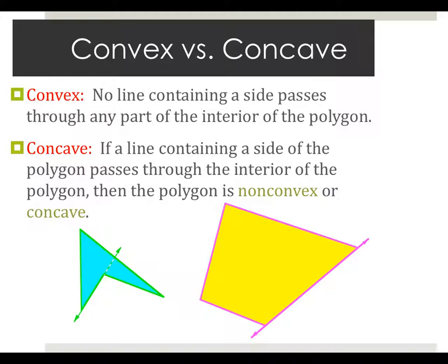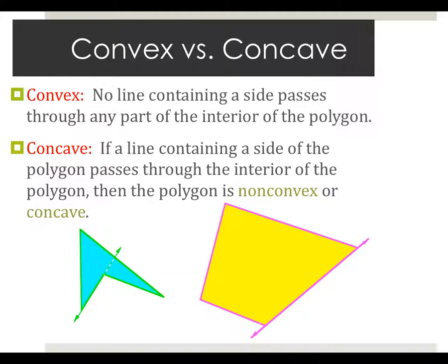Okay, in other words, this is a convex polygon. We'll deal mainly with convex polygons. If I extend any one of these segments into lines, it doesn't pass through the yellow part. Over here is a concave polygon. If I extend one of the sides into a line, it passes through the interior blue part. This is all nice and peachy keen, but realistically you're going to remember this is concave because it's caved in on itself.